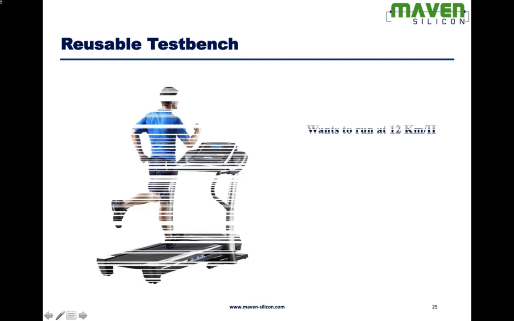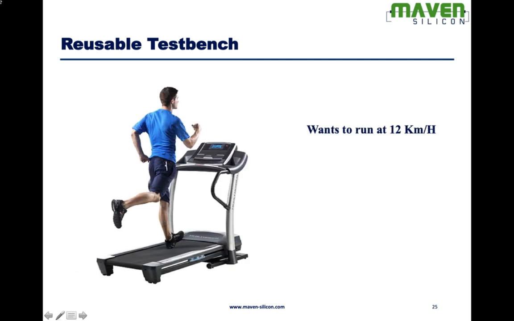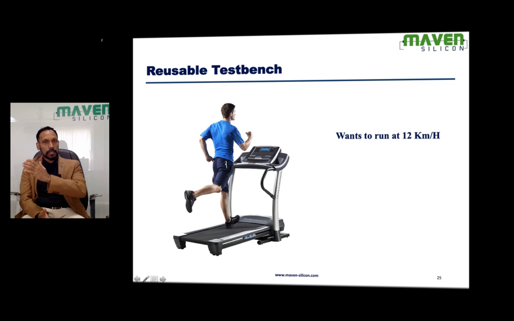Now look at this scenario. He wants to run at 12 km per hour. He wants to run for more than 60 minutes because he has been participating in various marathons, and his focus would be building strength. This is how different people will be using the same machine for different objectives.